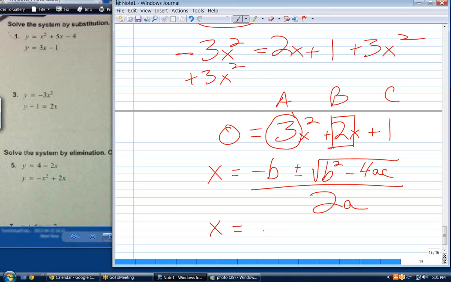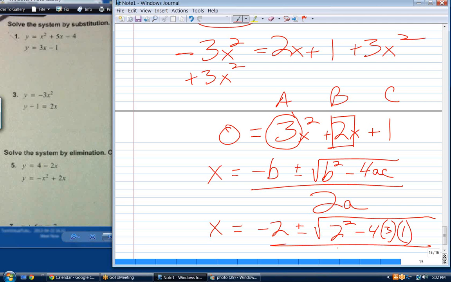So let's solve this using the quadratic formula. So what's minus B going to be? Hold on. What is B? Well, B is 2. So negative B is -2. Plus or minus the square root. What's the rest of it? Of 2 squared minus 4 times 3 times 1 over 2 times 3. Very good. All right.